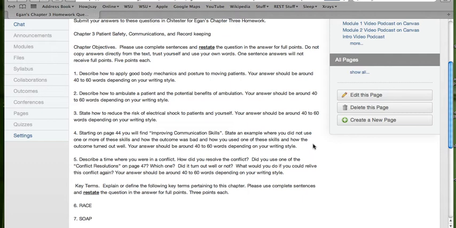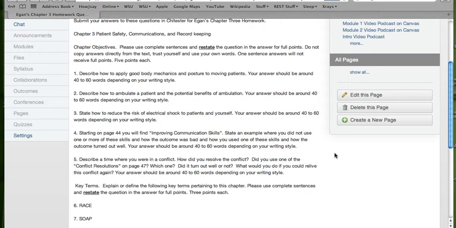What you should do to help me give you full points is you can say on page 44 of Egan's, it has improving communication skills. An example where I did use one of these skills, and you would say the skills, the outcome was good or bad, and the skill I used to help it turn better was. So I just want to make sure that you answer all these questions in here so you can get full points.